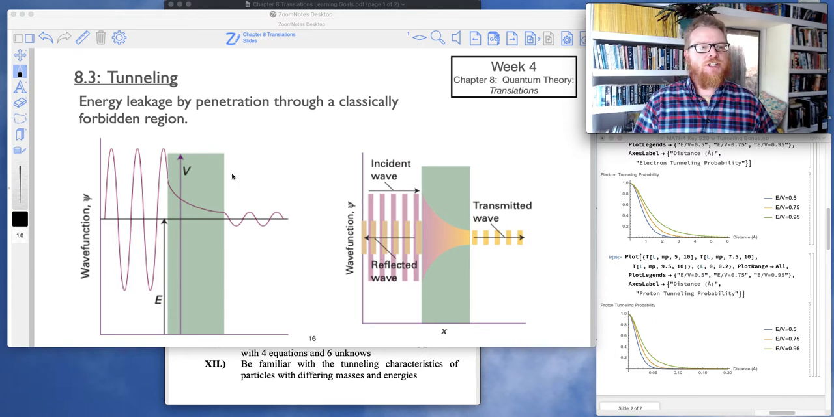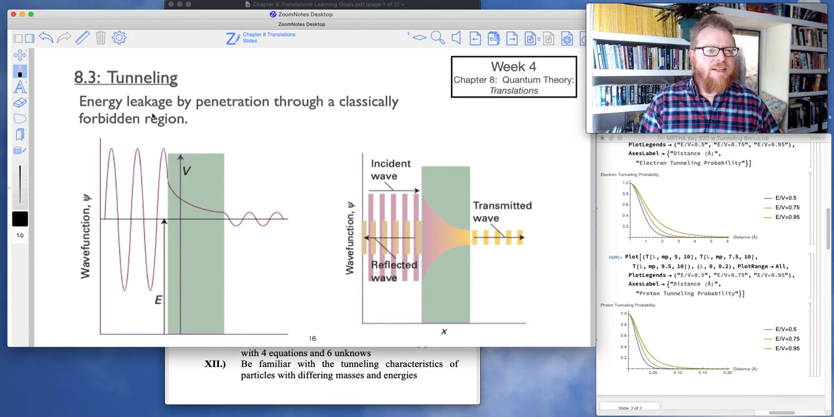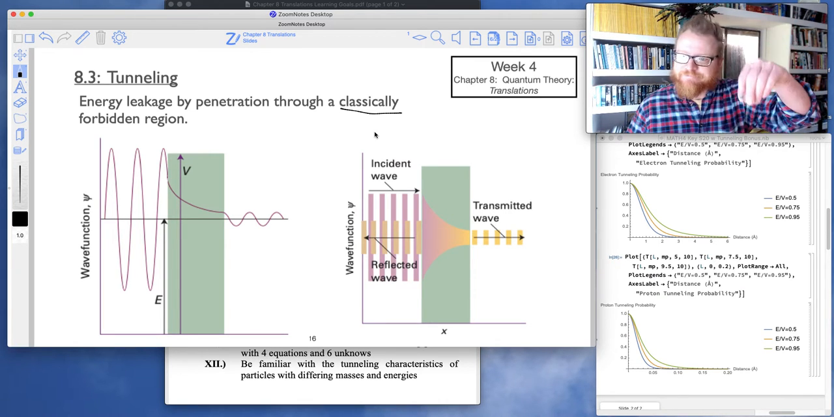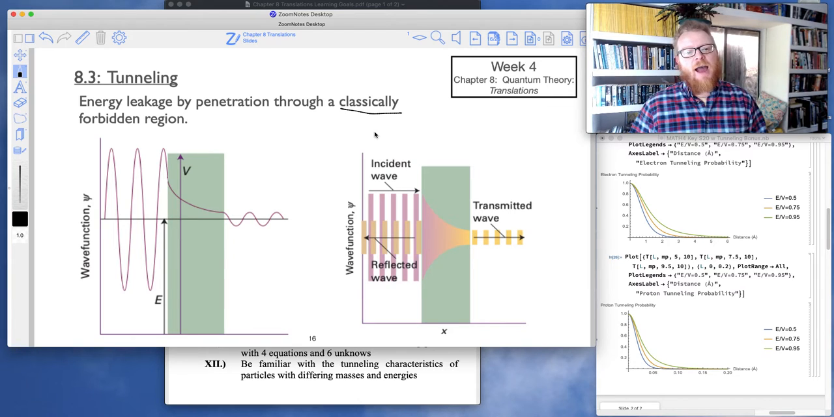Okay. So by definition, tunneling is energy leakage by penetration through a classically forbidden region. Okay, so what does that mean? Well, if we think about the particle in the box problem that we were just working on, we put a particle in this box, and we said there's infinite potential energy requirement to get out of the box. So the particle is stuck in there and it ain't going anywhere. So that would be an idea of something being classically forbidden.